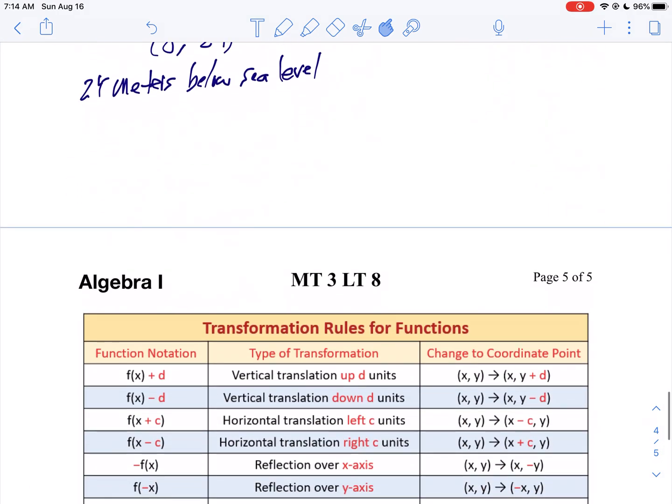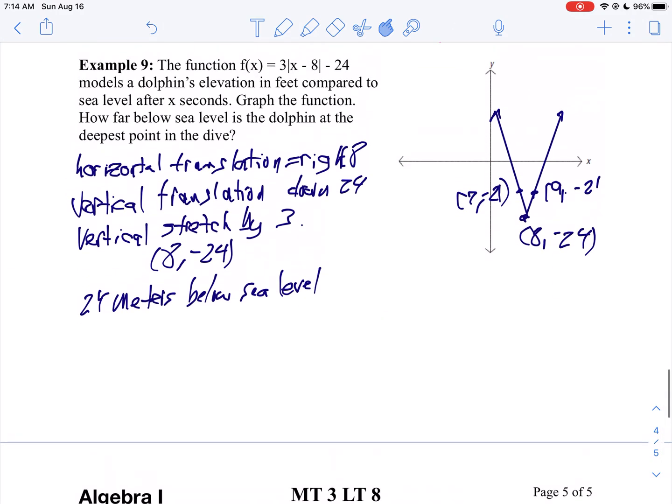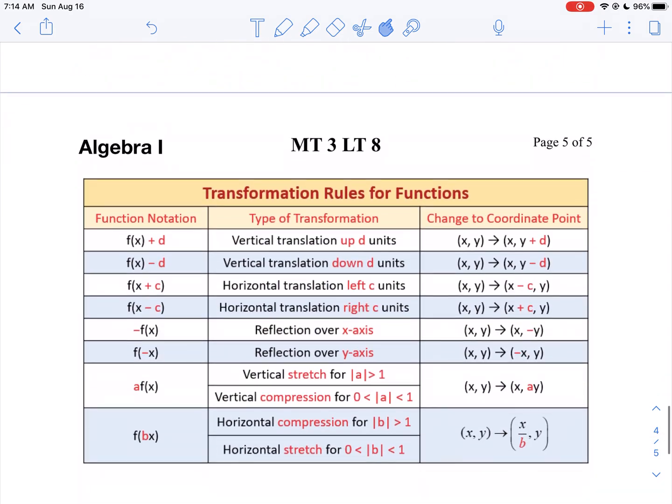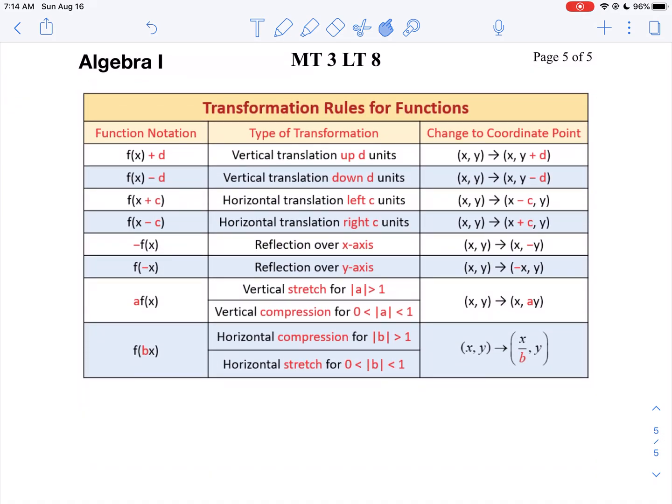And there is our last problem. Now if we put them all together, on the last page of your study guide, I've got them all together for you. So if you add or subtract outside, that's a vertical translation up or down. Inside, it's a horizontal translation left or right. If you make your function negative, you're going to reflect over the x-axis.